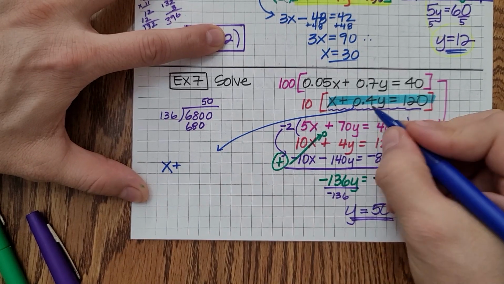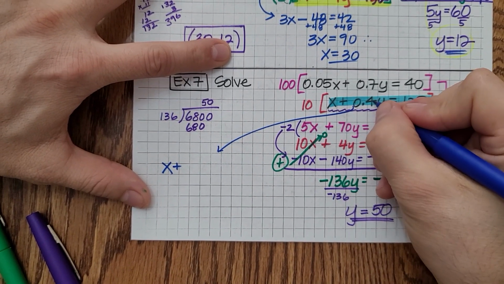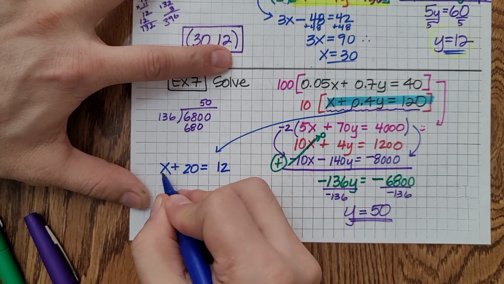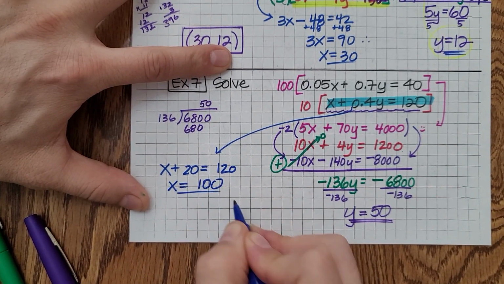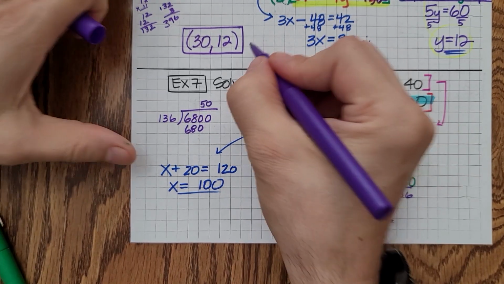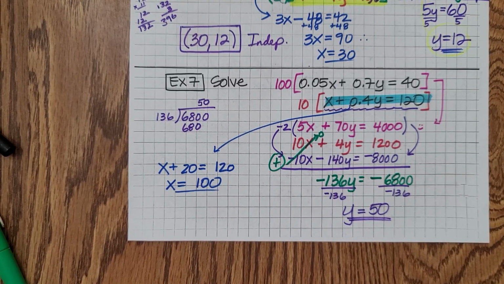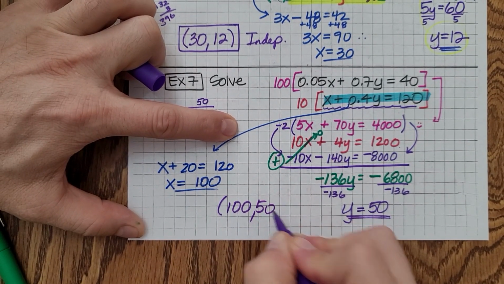X plus, what's 0.4 times 50? It's the same thing as 4 times 5, which is 20. So if x plus 20 equals 120, x equals 100. And now it's coming all back to me. I do remember that was our solution. So write your ordered pair as the ordered pair 100, 50.